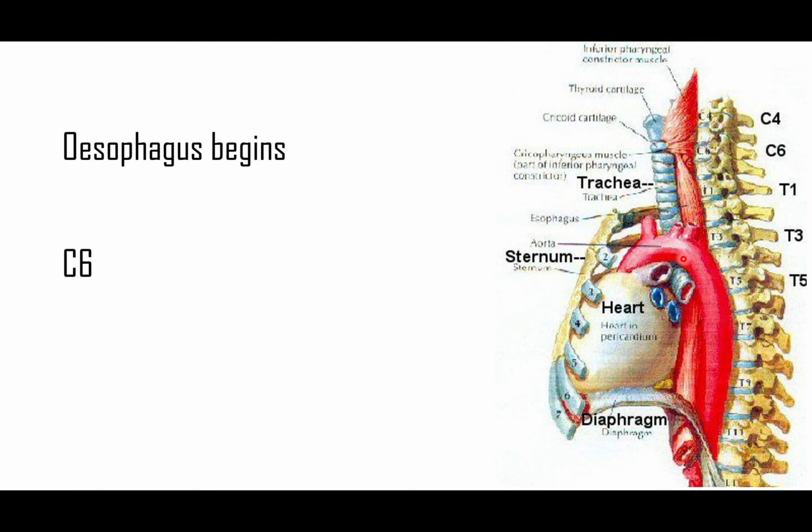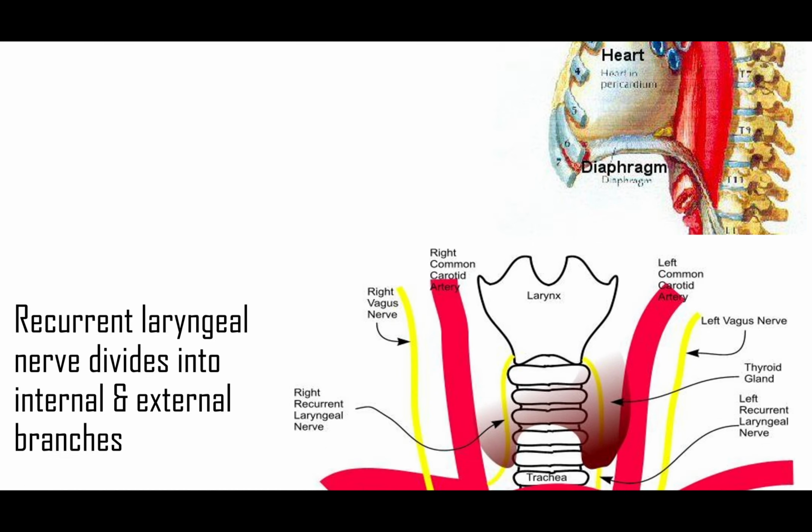Here we can see in the diagram, this is the thyroid, this is the trachea, this is the esophagus, and this is the beginning of the esophagus, and here you can see the level, that is C6. So we can say that the esophagus begins at the level of C6.